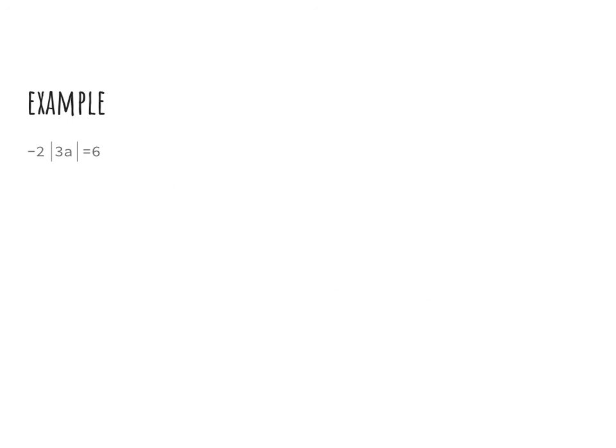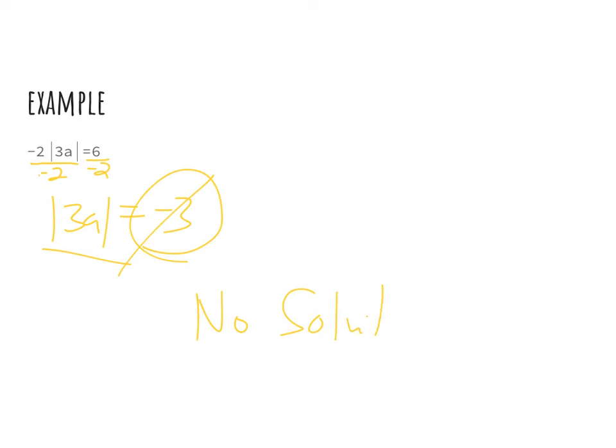We've got another example here. We have negative 2 times the absolute value of 3a is equal to 6. Again, the first thing is we need to get rid of anything that's not inside of the absolute value. So I need to divide both sides by negative 2, giving me the absolute value of 3a is equal to negative 3. Again, the absolute value by itself is equal to a negative number. That can't happen. No solution.